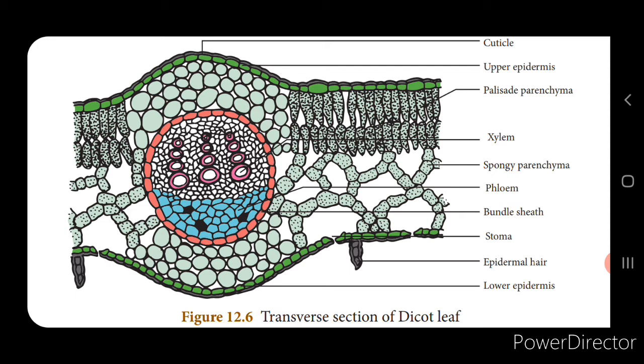Now, when you look into the vascular bundle, we have to talk about the xylem and the phloem, isn't it? Now, how is the xylem? Xylem is towards the upper epidermis, isn't it? And the phloem is towards the lower epidermis. So, this is the internal structure of the dicot leaf.